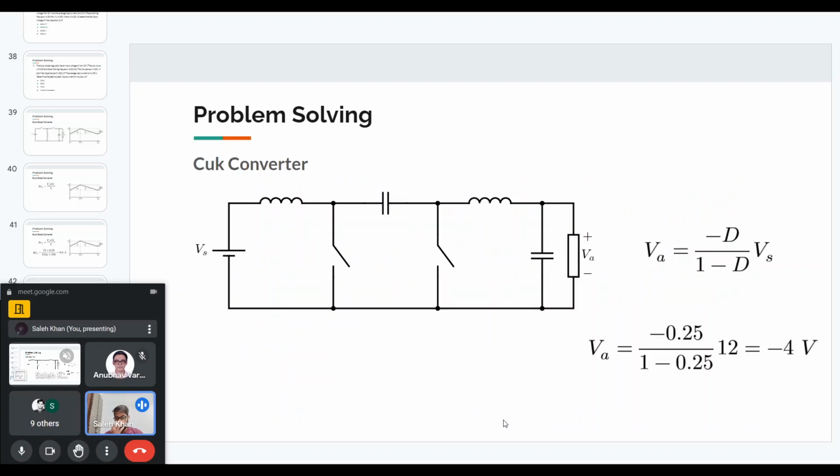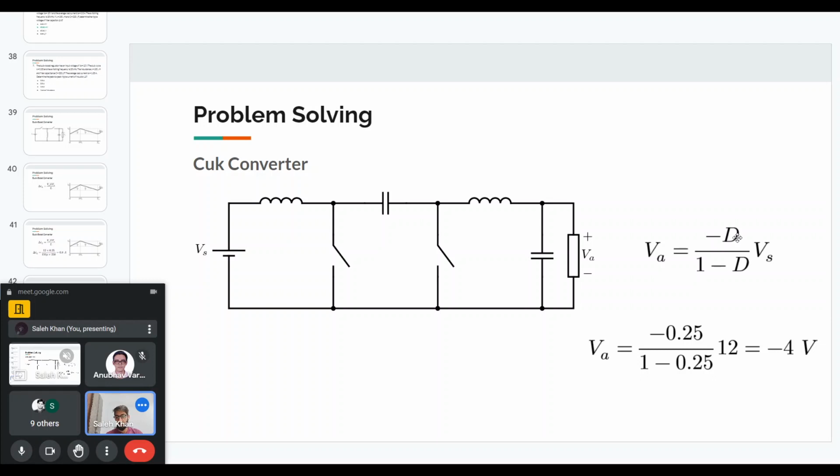Okay, so basically for the Cuk converter, we know the output voltage is given by the negative of D by 1 minus D times the input voltage. Based on this polarity that I have shown, where the negative is connected to the input ground and the positive is the other terminal, the output voltage is given by this equation.